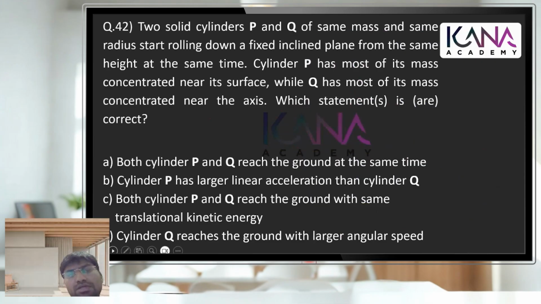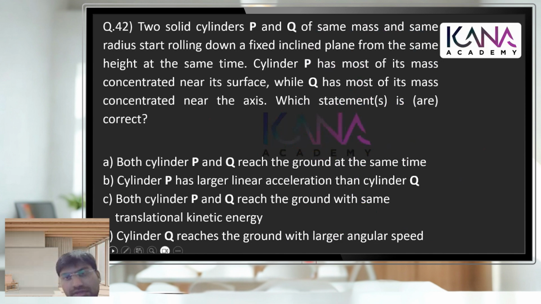Okay. Next one. Two solid cylinders, P and Q, of the same mass roll down an incline, and P has mass near the surface, so larger I, and Q has mass near the axis, so it's a smaller I.